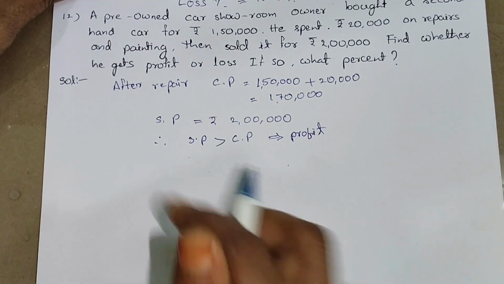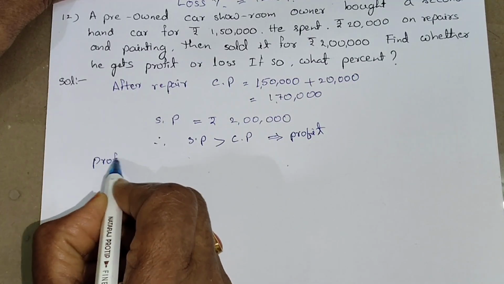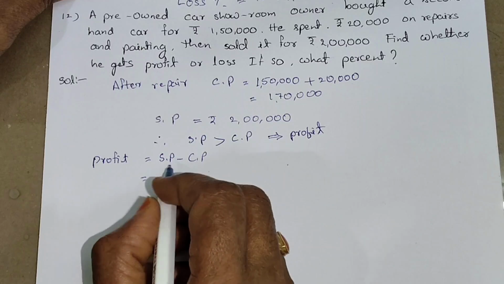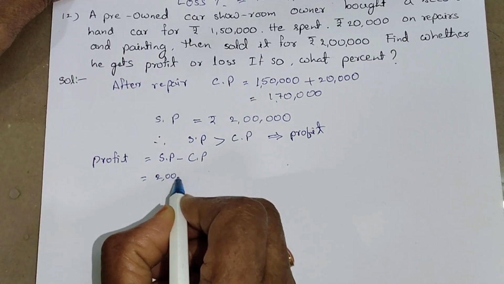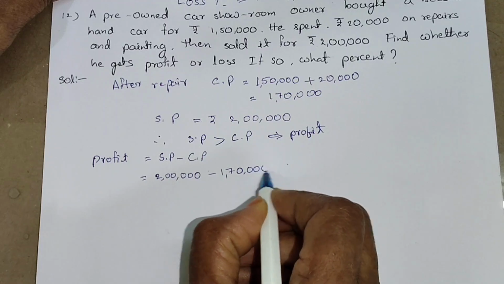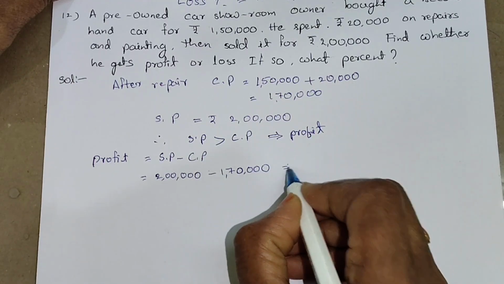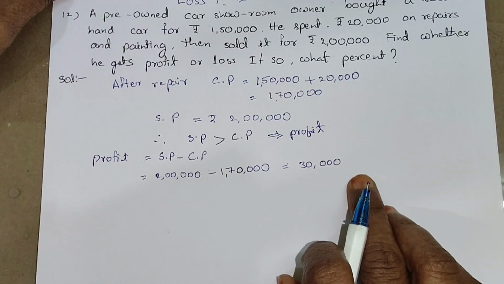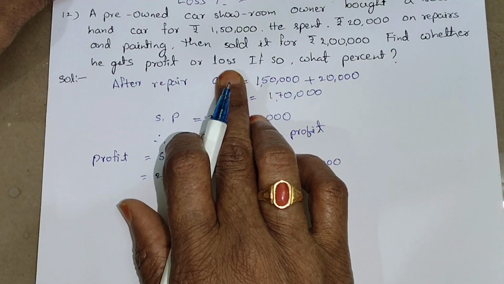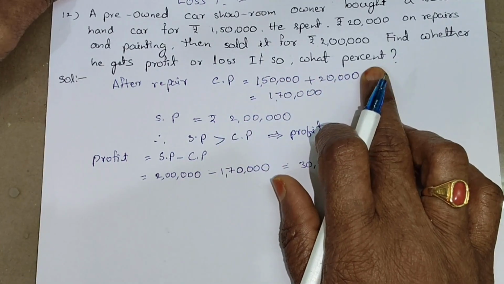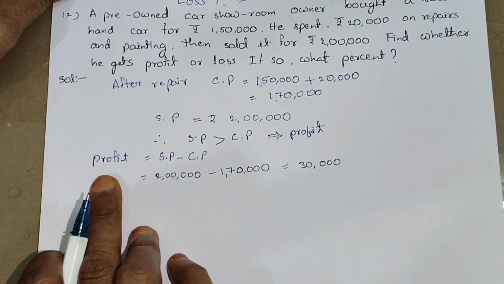So that implies profit. Now we find the profit. Profit is equal to selling price minus cost of price. Selling price is equal to 2 lakhs minus cost of price 1,70,000. Now this one equals 30,000. 30,000 is the profit. Final profit is 30,000. He gets loss or profit, if so, what percentage? So now we find the profit percentage.